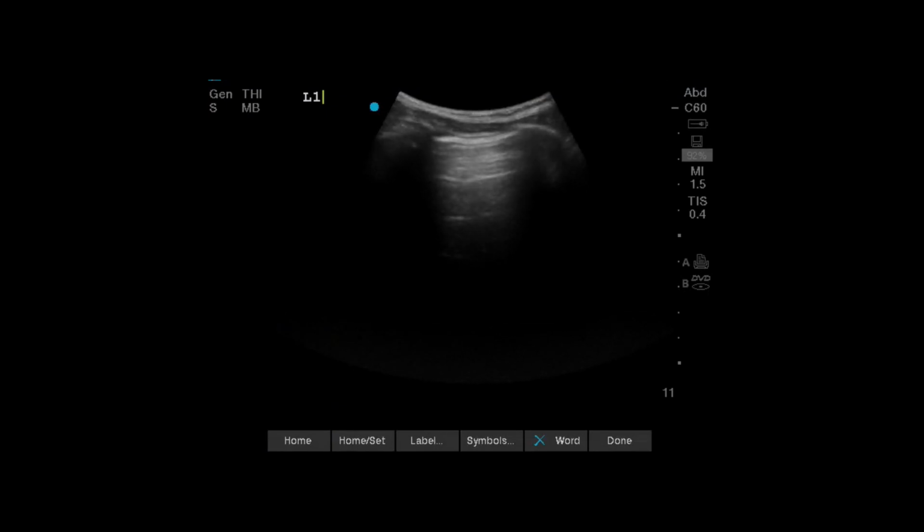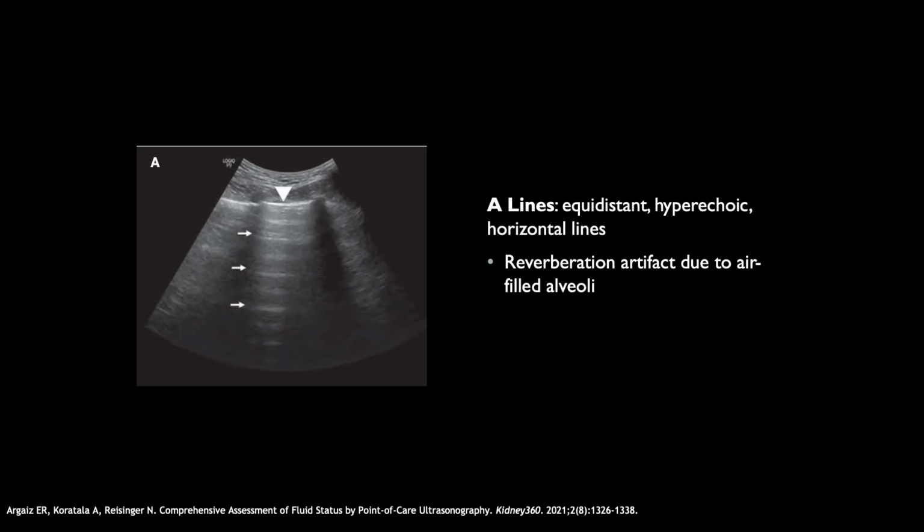We'll once again start with the lungs, and here we're looking at something called A-lines. A-lines are approximately equidistant hyperechoic lines that run parallel to your probe. They represent reverberation artifact due to air in the alveoli, with or without other pathological processes.